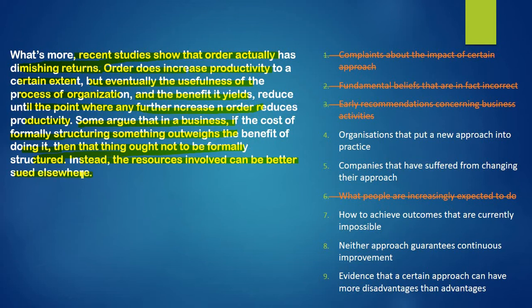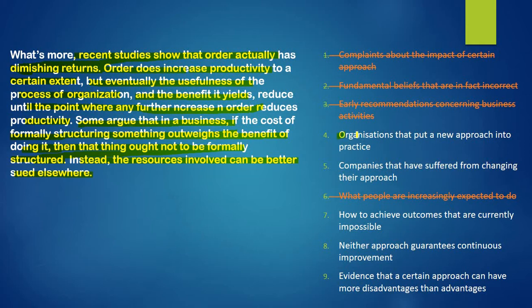So this means that order has diminishing returns. That means it has downsides. It reduces productivity after it has reached a certain extent. If something outweighs the benefit of doing it, then that ought not be formally structured. So the benefits, the advantages, are being outweighed by something else, and that is the diminishing returns, the downsides.